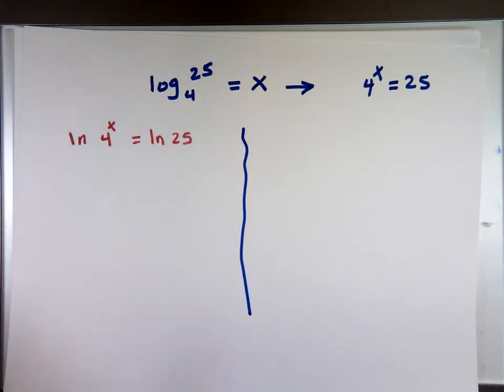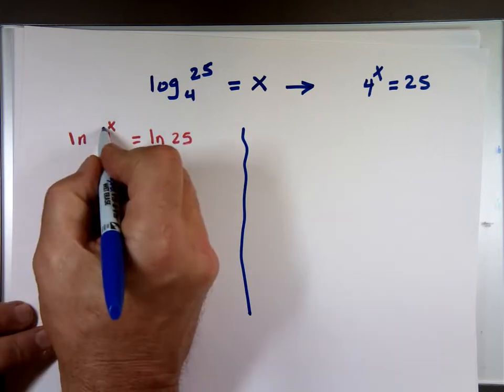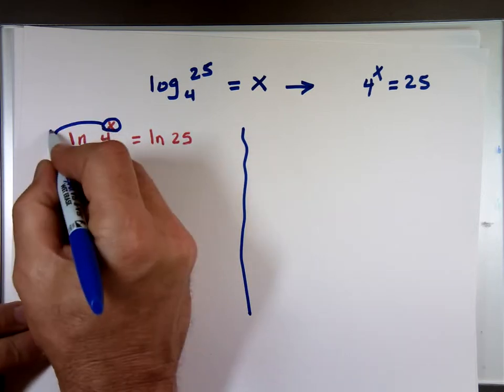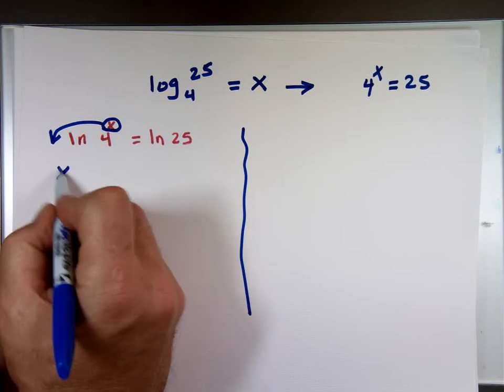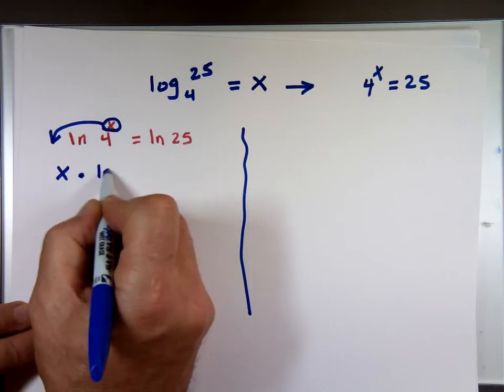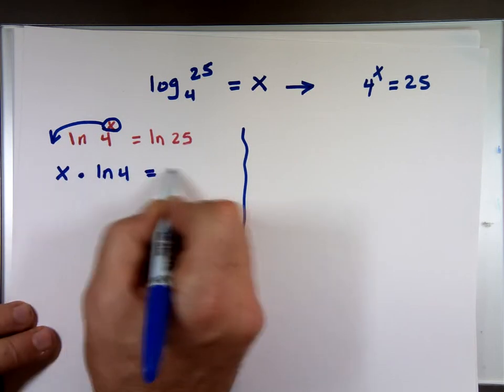Mathematically, that's 100% correct. Before I divide, rule number 6, properties of the log, if you remember the numbers on them. Property number 6 is if you have an exponent, what can you do with the exponent? Move it to the front. That exponent goes in the front. This becomes x times natural log of 4 equals natural log 25.